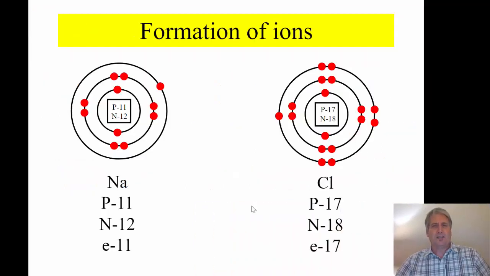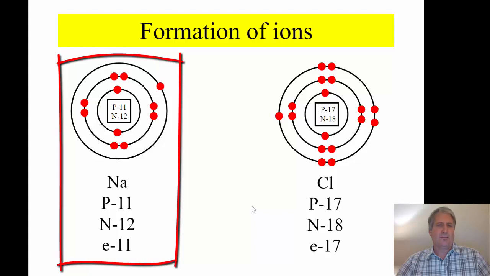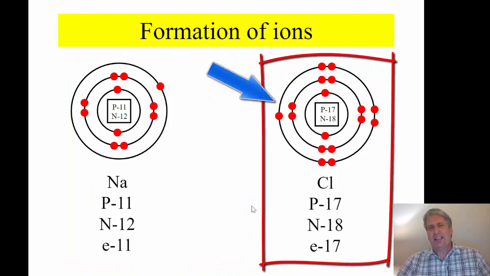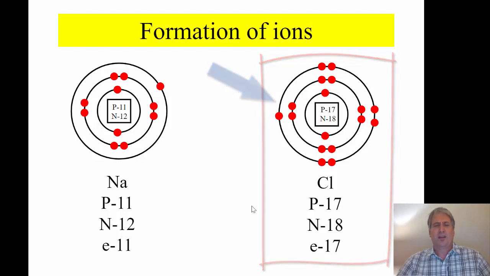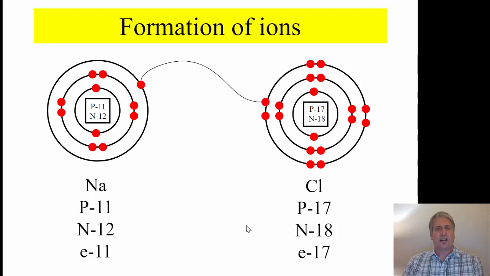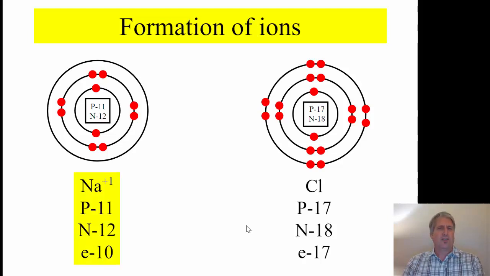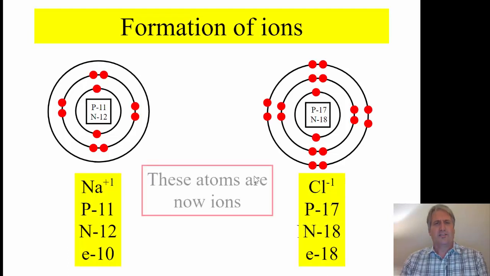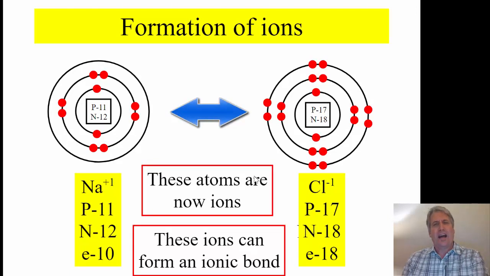Let's look at how ions form. A sodium atom has 1 electron in its outer energy level. It likes to lose that electron. The chlorine atom needs 1 electron to fill its outer energy level, so it likes to gain 1 electron. The sodium atom loses an electron and the chlorine atom gains an electron. This causes the sodium atom to become a positively charged ion and the chlorine atom to become a negatively charged ion. These 2 atoms are now ions, and they can form an ionic bond.